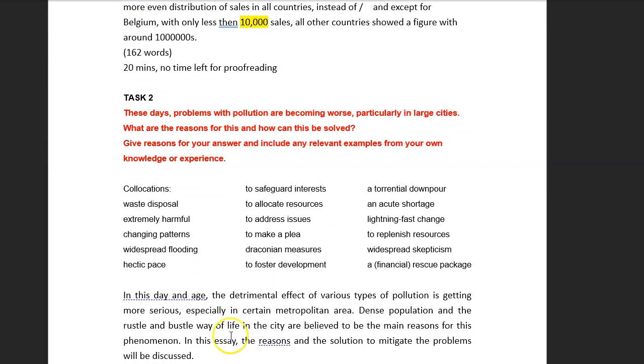Problems with pollution, and well done, you've got these collocations in there. Some of these, to be honest, I don't think are appropriate. Some of them may be good, but some of them are amazing. So draconian is lovely, foster development, safeguard interest. There's some good vocab in there, and you can use that if you want to.